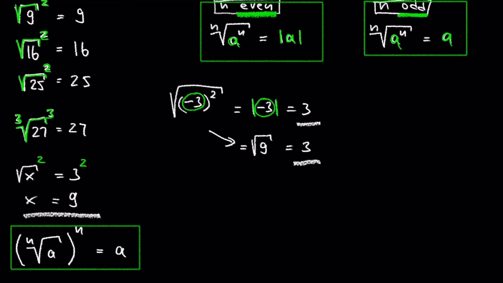So this is true. What about this example? The square root of negative 2 squared. When applying the rule, we get the absolute value of negative 2, which is 2. Let's also check to see if it is really true. Negative 2 squared is 4. And the square root of 4 is 2. So this is also true.